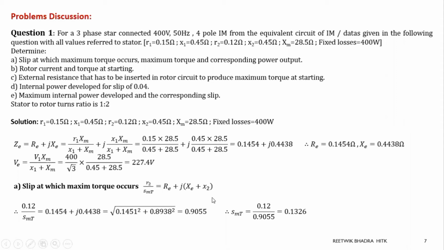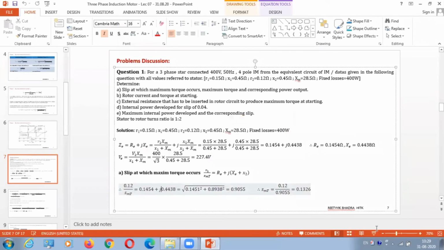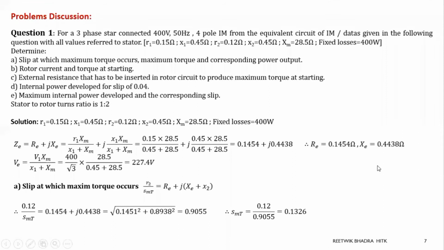Okay, 0.4438, there is something wrong over here. It should be 0.44. I'll correct it later and send it to you. So you can understand 0.4438 plus there is an X2 term over here. X2 is 0.45. So 0.44 plus 0.45 gives you 0.89. So that is correctly written over here, 0.8938. For A plus jB, how can you find the magnitude? Square root of A square plus B square. So 0.1454 and 0.8938. This 0.8938 should come over here. I'll rectify it and send you the corrected slide. If you do the square root over here, you'll get 0.9055.